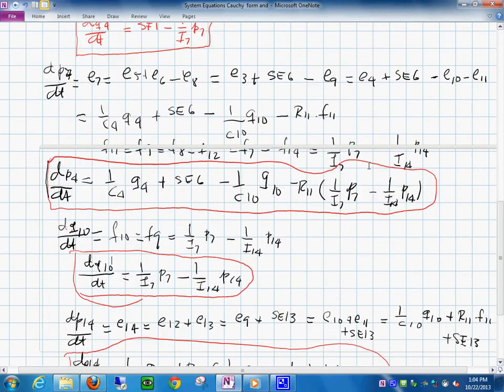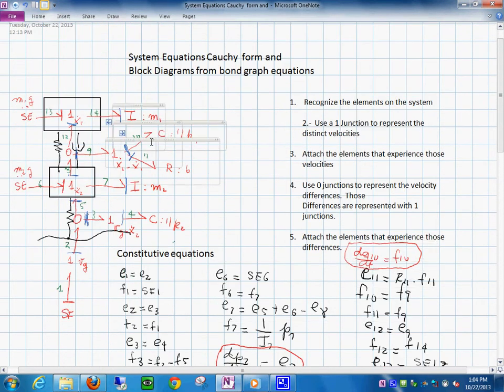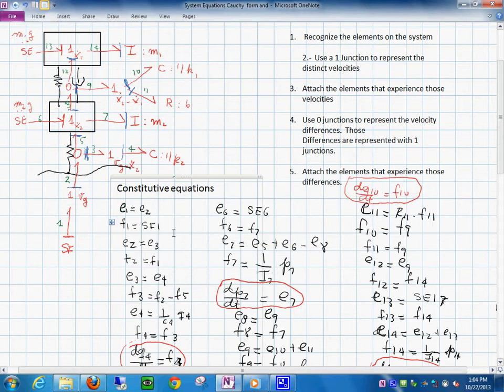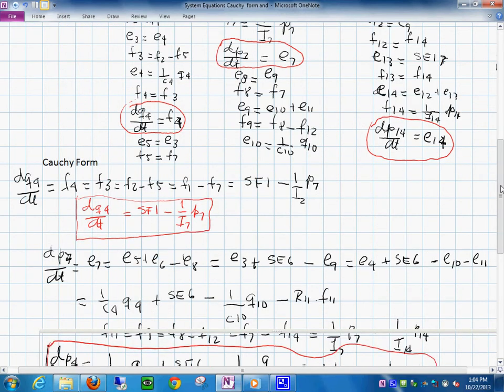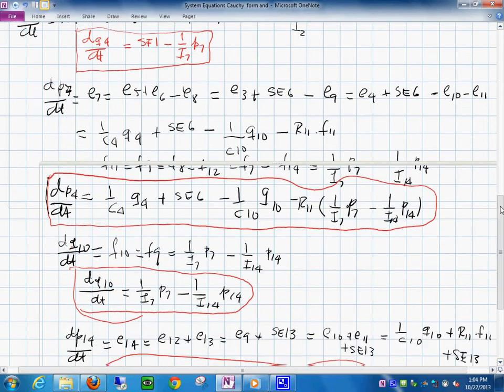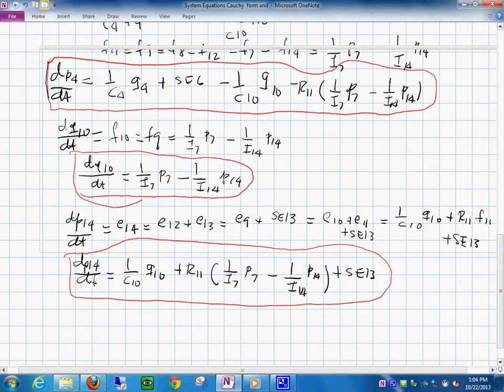Okay, so now that we have this bond graph drawn, and then I have the constitutive equations in here. I have 4 different equations with this. Now in here you have the 4 equations, this one, this one, this one, and the bottom one, that are the equations in the Cauchy form. So what I would like to do now is maybe minimize this window in here.